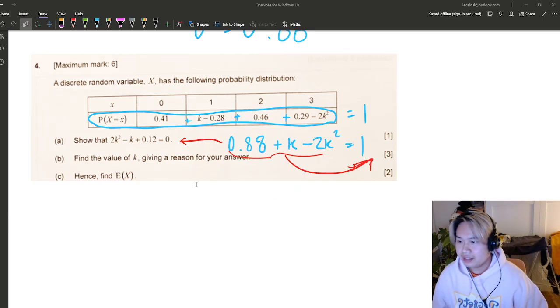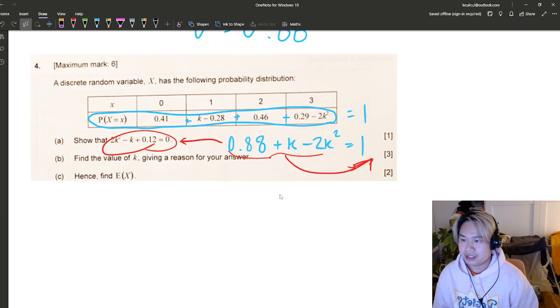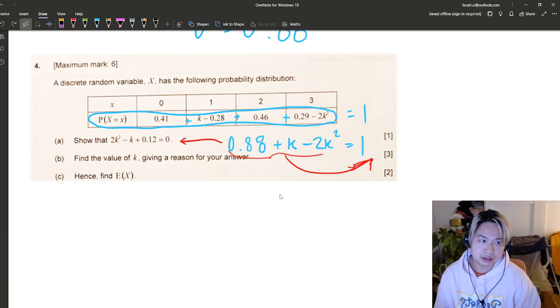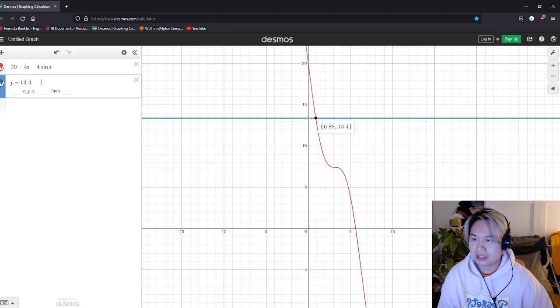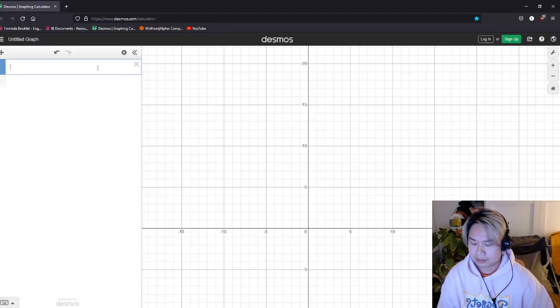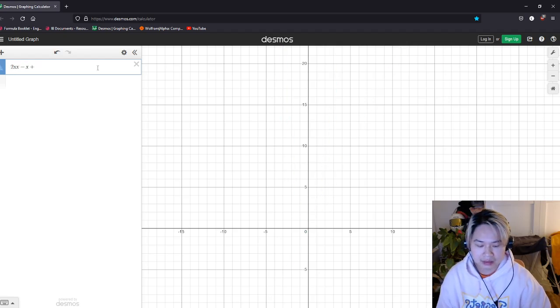Okay. Find the value of k, giving the reason for your answer. So we are going to solve this equation. Lots of ways you can do it. Quadratic formula. You can graph it, find the x-intercepts, which is what I'm going to do. So go back to my handy Desmos. So 2x squared minus x plus 0.12.